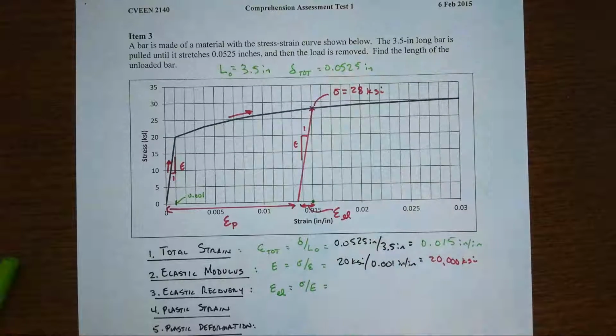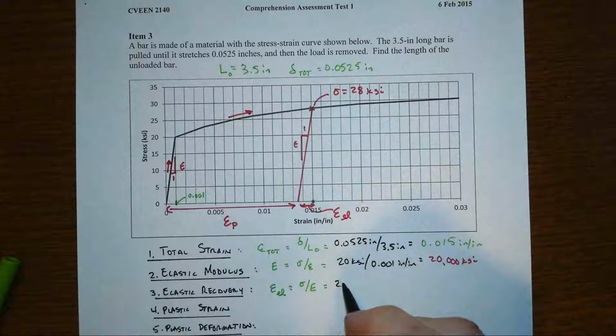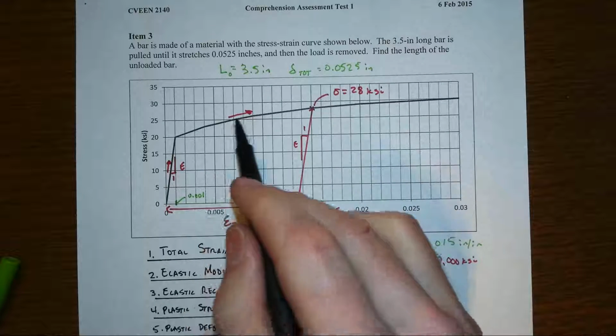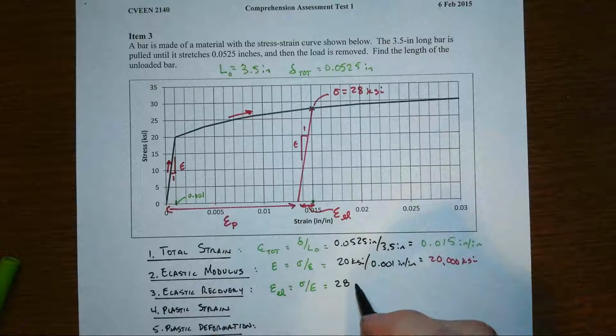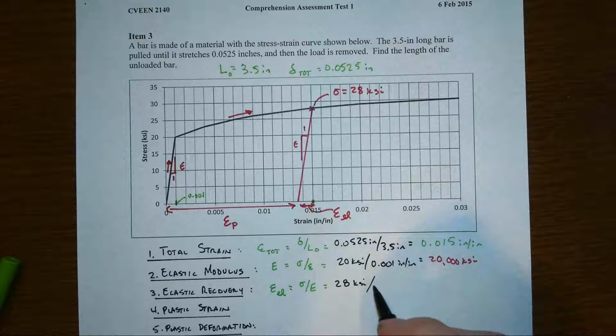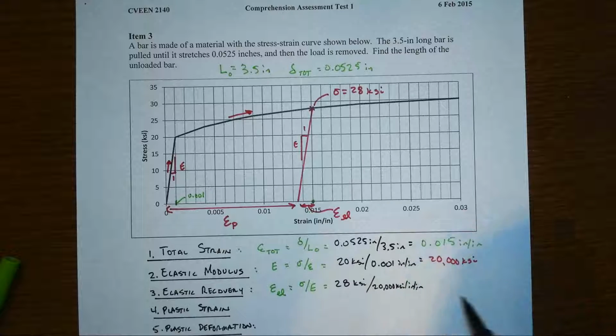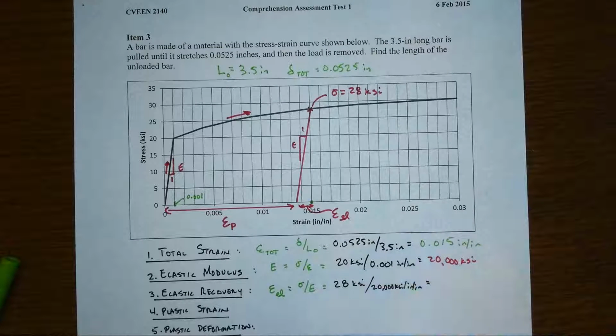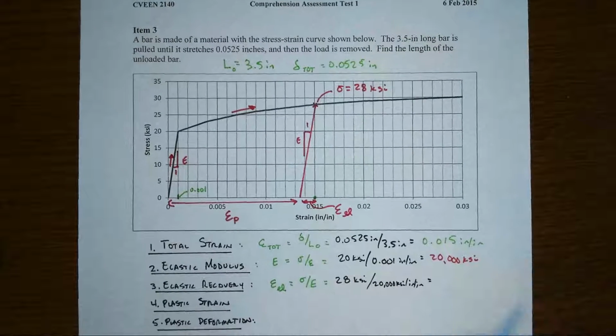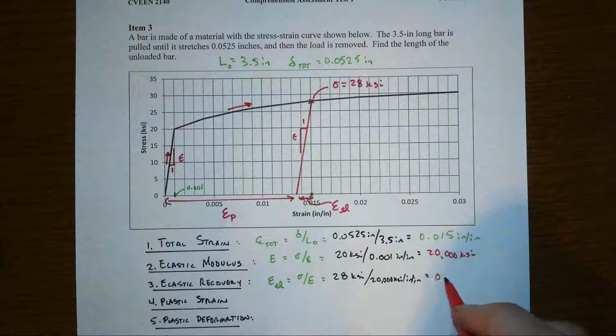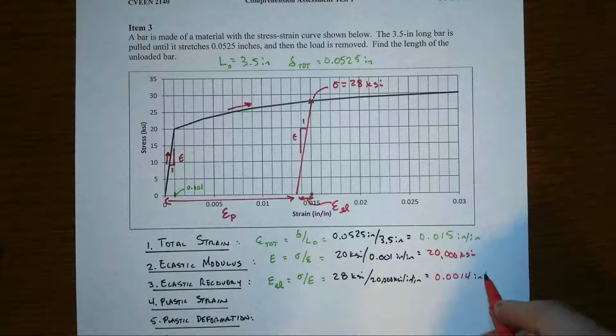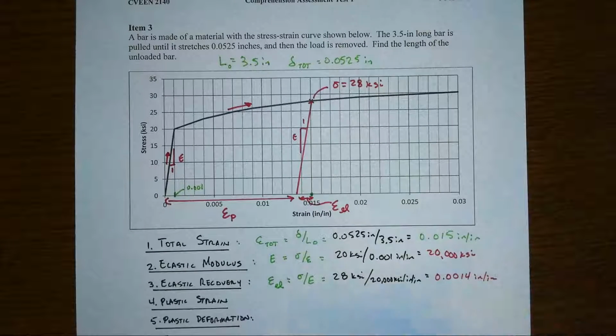That now, because we're way out there, but we do have strain hardening, I guess. It's not really strain hardening, we just have a positive stiffness or slope to the stress-strain curve out in the plastic region. We get 28 KSI divided by 20,000 KSI, and when we work that out, we will get an elastic recovery strain of 0.0014 inch per inch.